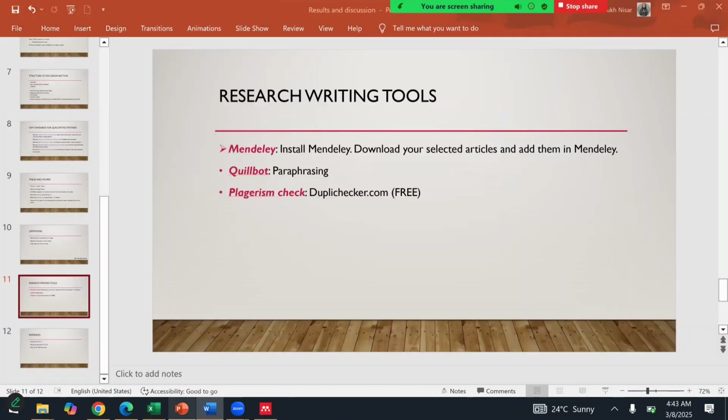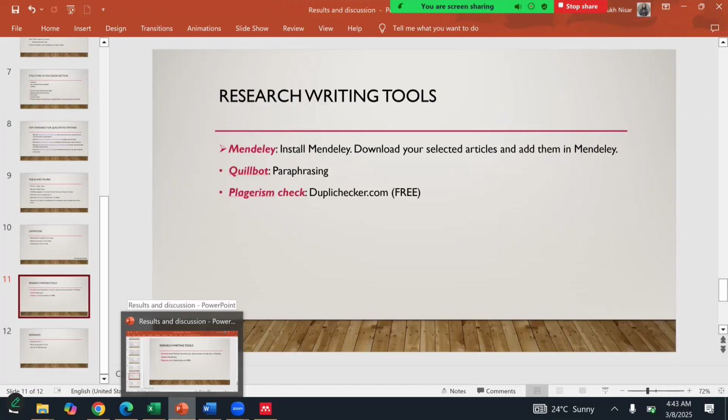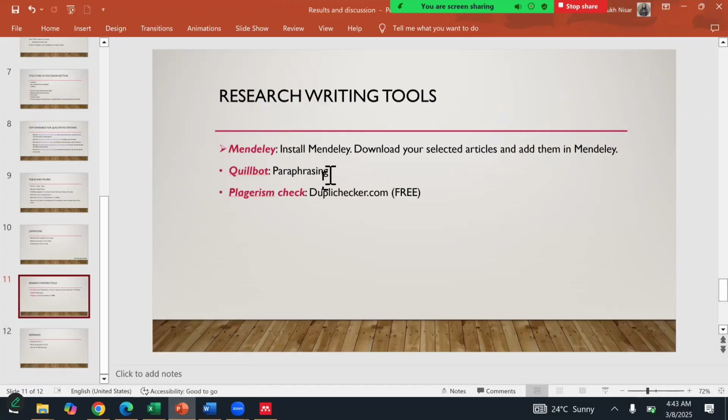Our next step is paraphrasing. So how to write? You don't have to read your paper and make your own wording. You can just paraphrase the results. You just have to change the wording of the results so that it does not have plagiarism. For which one software is Quillbot. Other than that, you can use any AI or ChatGPT as well.